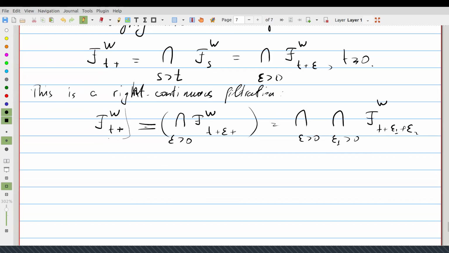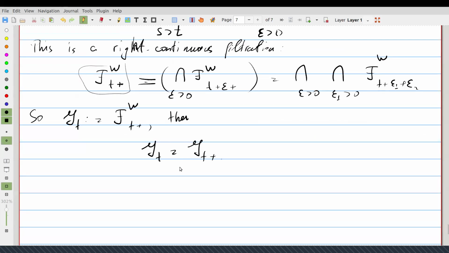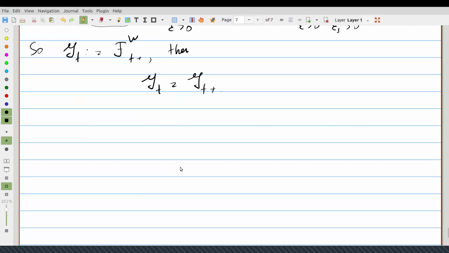So if we take this notation, G_t is G_t plus. This is right continuity. We can peek a bit into the future and this doesn't change anything. This doesn't add new information for this filtration. Then the proposition I am interested in is as follows.